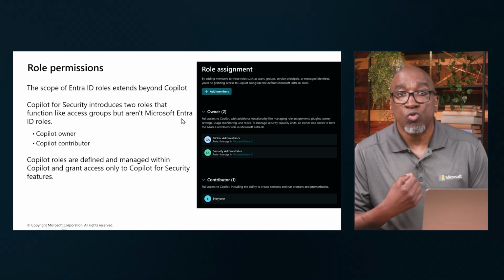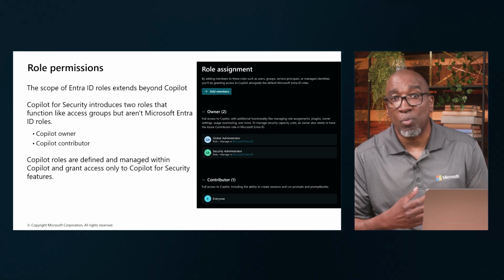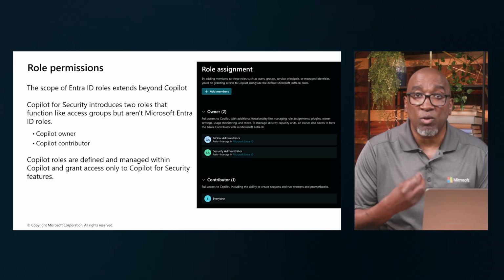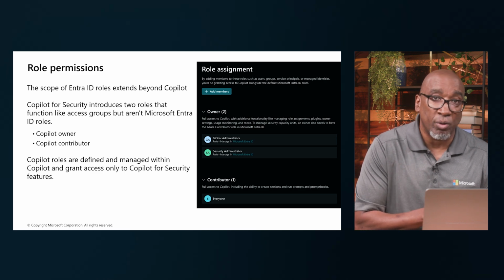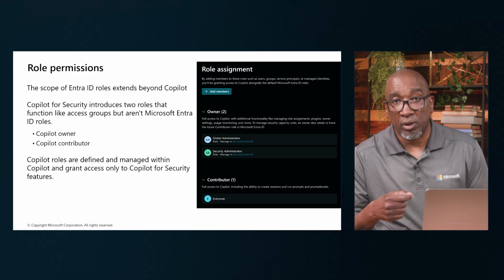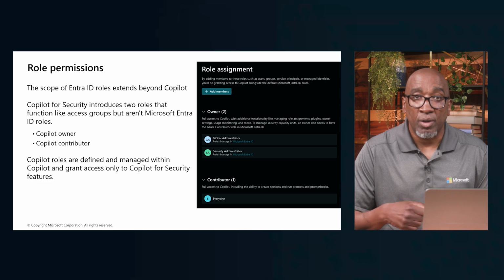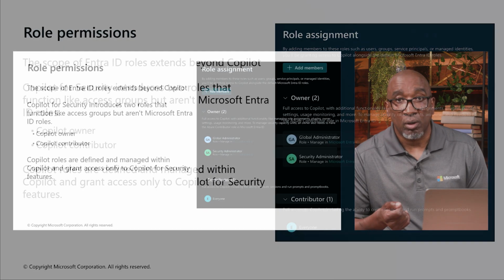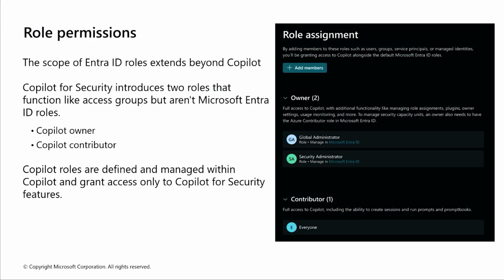Role permissions are crucial for controlling access to Copilot for Security features. Permissions can be assigned using Microsoft Entra ID roles or Copilot for Security roles. The Entra ID roles include Global Security Administrator, Security Administrator, Security Operator, and Security Reader. Copilot for Security itself has two roles: Copilot Owner and Copilot Contributor. These roles are defined and managed within Copilot and grant access only to Copilot for Security features.